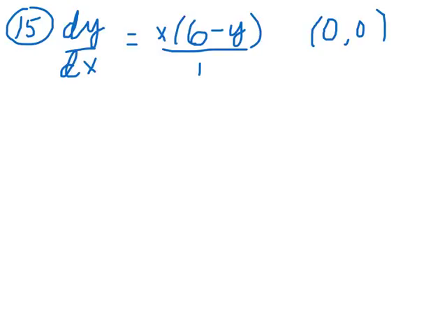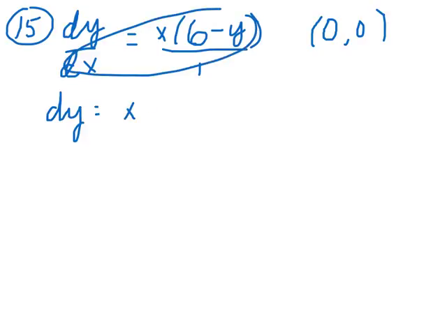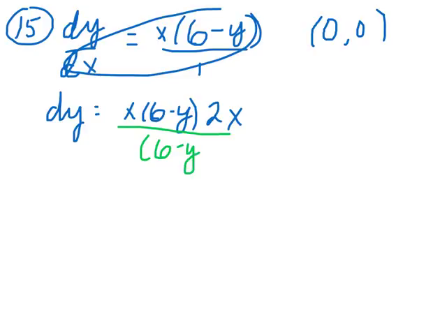Okay. So what we're going to do is go ahead and cross multiply. dy times 1 is dy. And then I have x, if I multiply this way, 6 minus y, 2x. Okay. Now I haven't got all the y's on one side. Let me come in and divide that term that has the y in it out of both sides. I'm going to divide both sides by 6 minus y.